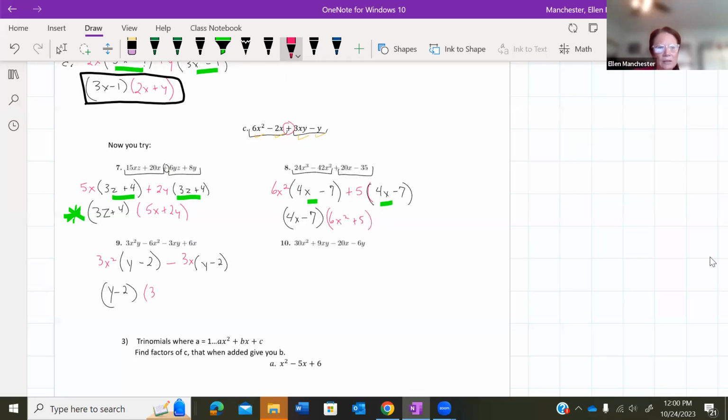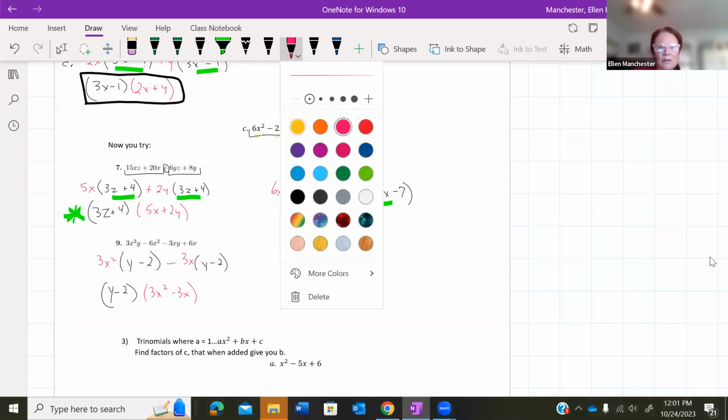And I'm trying to talk and do this at the same time, so double check, make sure I'm doing this right. So when I check, I get 3x squared y. I'm good there.